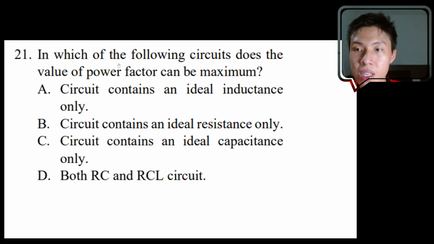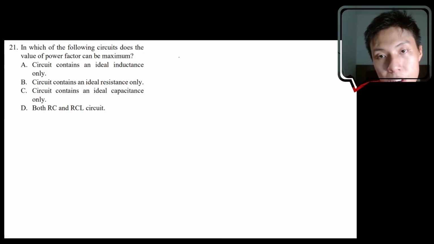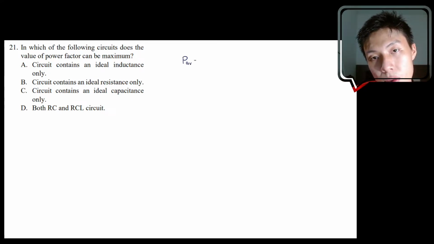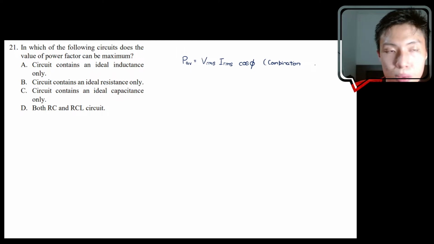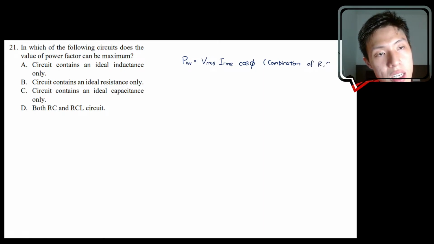In which of the following does the value of power factor can be maximum? Again, let's revise what is power factor. You learned that the mean power dissipated can be determined using V_RMS, I_RMS, cos phi. This is for a combination of R, C or L in the circuit. It's general. If it's not a pure R, pure C, or pure L, then you have to use this to determine the average power. So it's a combination of R, C, and or L.